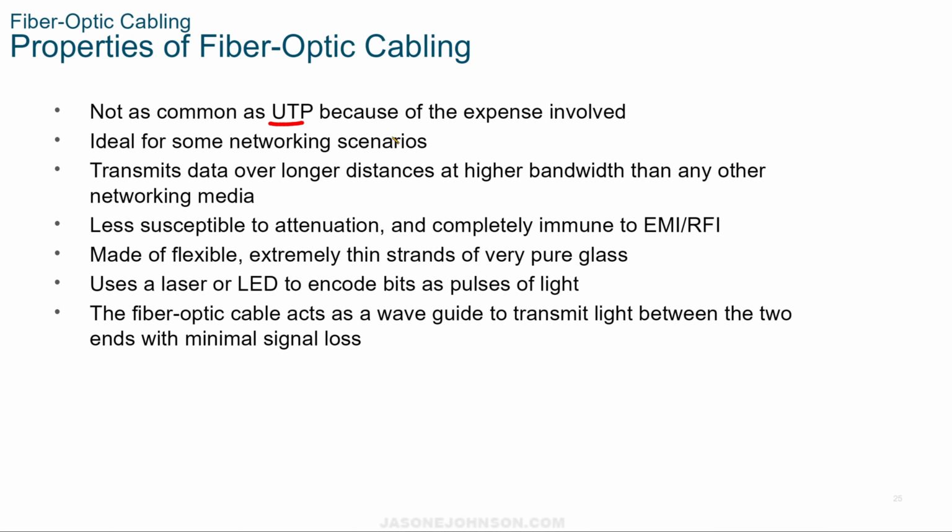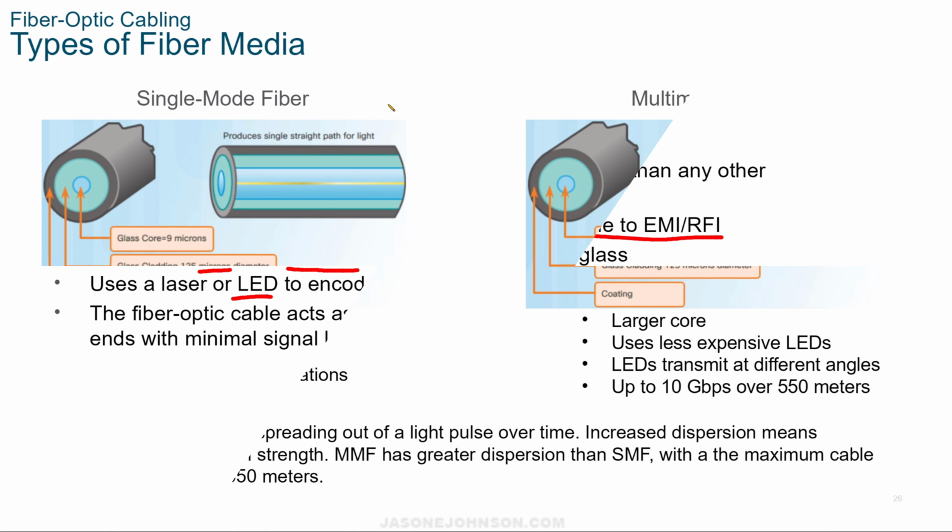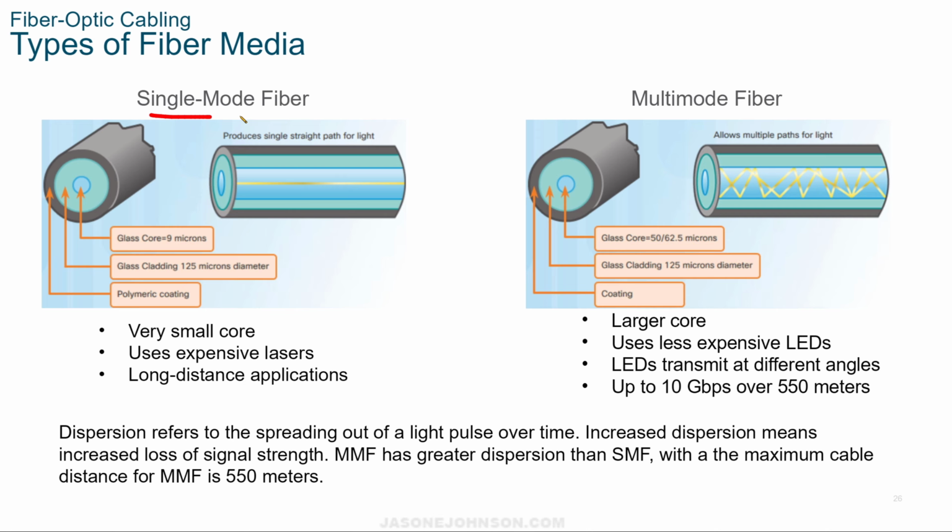It's not as common as UTP because it is more expensive. However, it is ideal for some networking scenarios. It transmits data over long distances with a higher bandwidth than other types of networking media. It's also less susceptible to attenuation, and it's completely immune to EMI and RFI. It's made of flexible, extremely thin strands of very pure glass, and it uses a laser or an LED light to encode bits of information as pulses of light. And the fiber optic cable acts as a waveguide to transmit the light between the two ends with minimal signal loss.